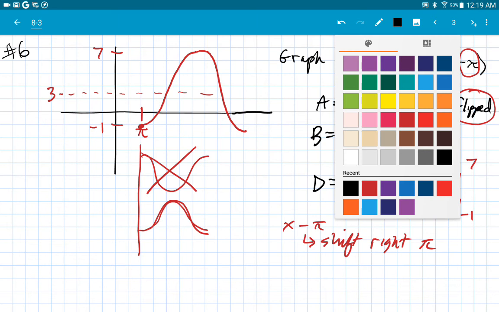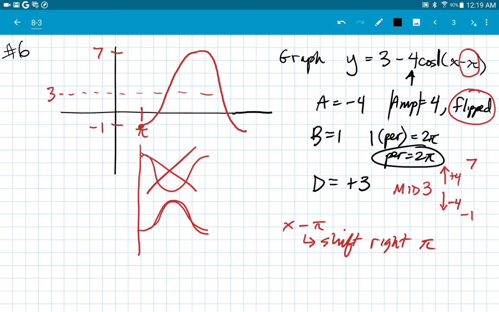From here, the rest of this is just labeling everything and making sure that everything is exactly where it should be. So basically, if we know that the period is 2 pi, and I'm starting at pi, then pi plus 2 pi will mean all the way over here at the very end of a period, I will be at 3 pi, like that. Okay.